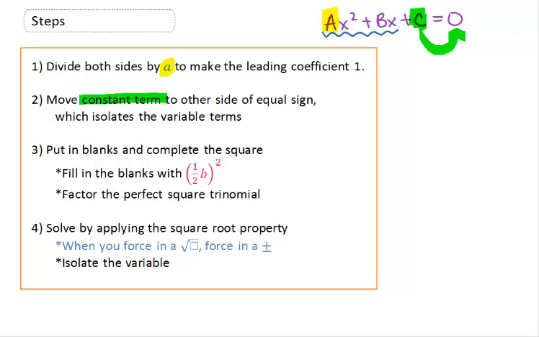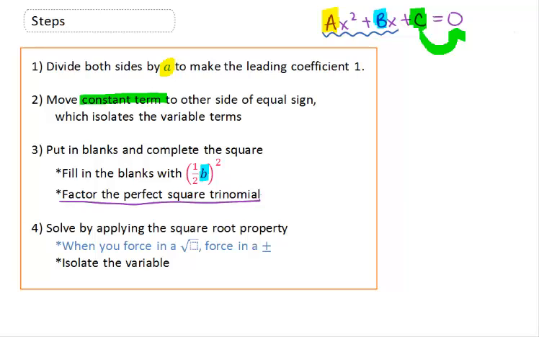In step 3 is where we set up the completing the square process, and that process we learned in the first video. So we need to put in blanks, and I'll explain that in our first example, and then fill in those blanks with our 1/2 b squared term. When I'm talking about that b term, I'm talking about the number or the coefficient that's in front of the x. Now that you have that completing the square set up, you should be able to factor that into something squared, hence the name completing the square.